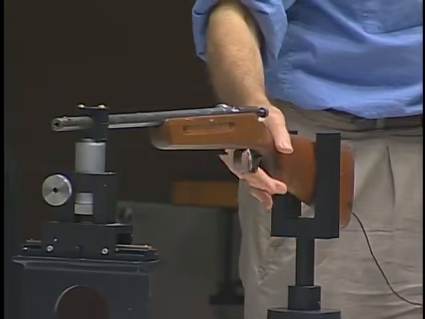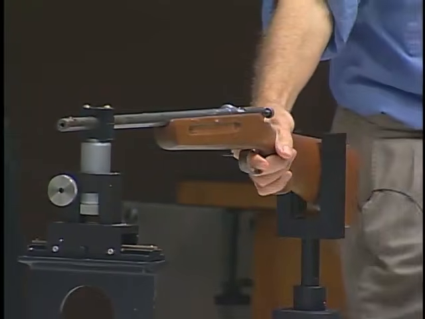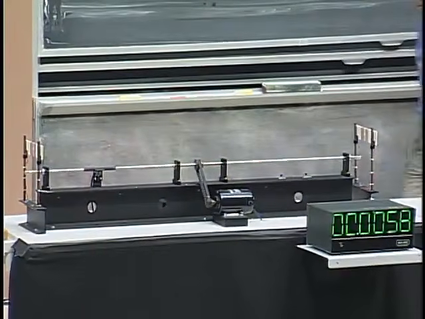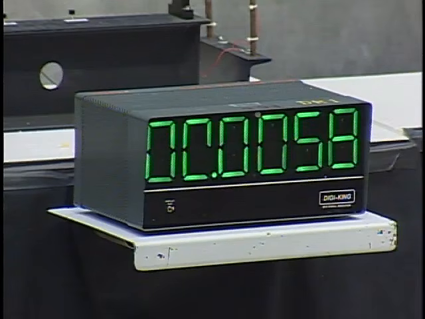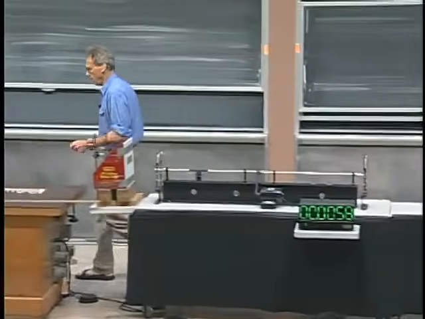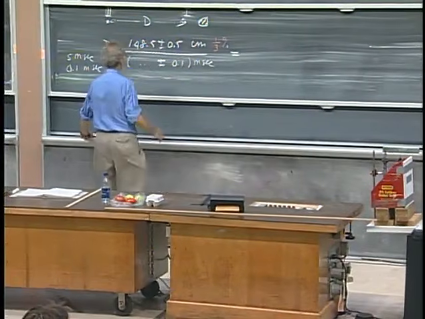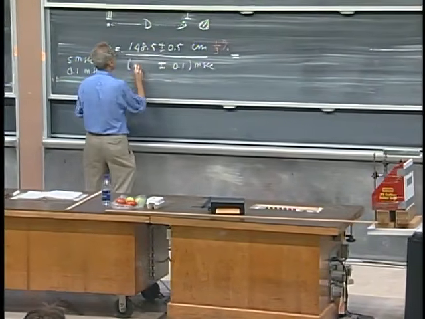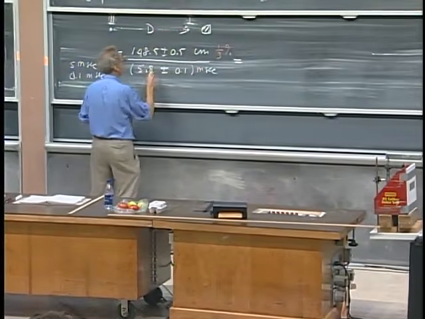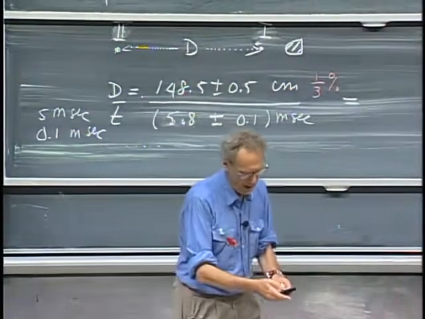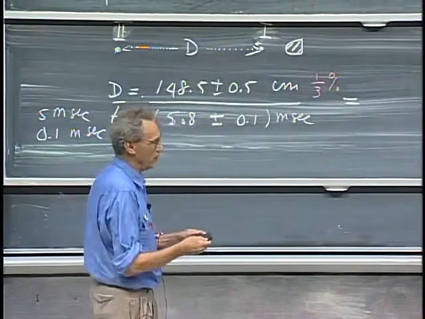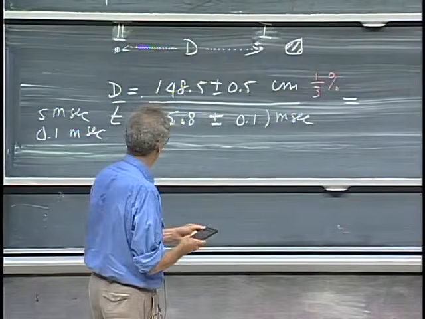You're ready, I'm ready. 3, 2, 1, 0. What do we see? 5.8 milliseconds. 5.8, is that what you see? Yeah. 5.8 milliseconds. 5.8 plus or minus 0.1. So out comes the average, call it speed or call it velocity. It's the same thing in this case.